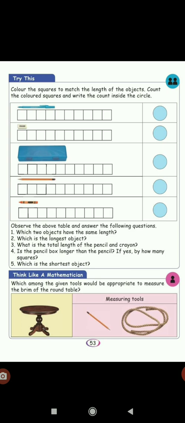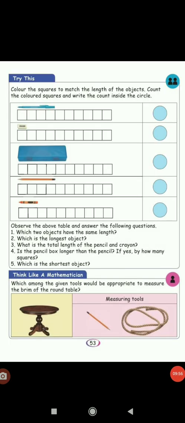Okay, next, eraser. The length of the eraser is equal to 1 square, right? Third one, box. The length of the box is equal to 5 squares. How many squares? 5 squares. Okay, fourth one, pencil. The length of the pencil is equal to how many squares? Yes, count, 4 squares. Okay, last one, crayon. The length of the crayon is equal to how many squares? 2 squares.